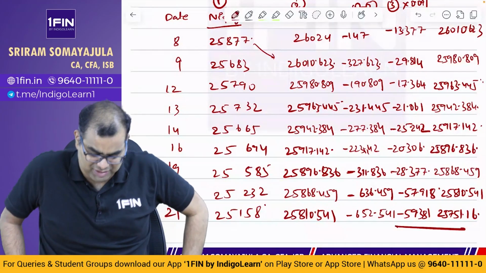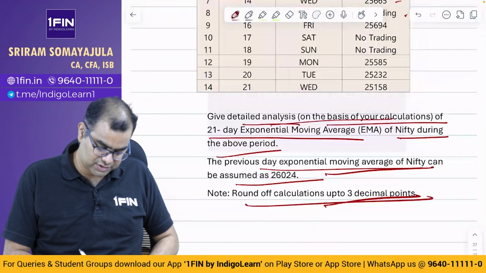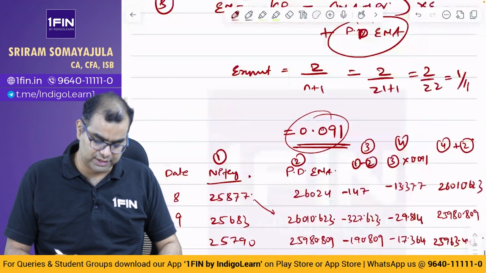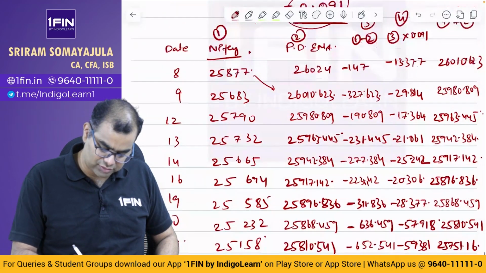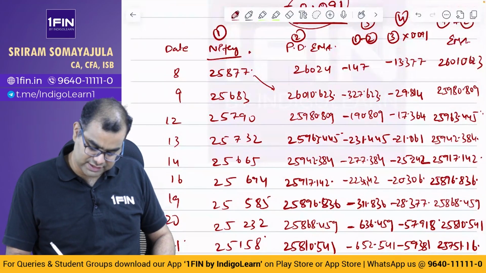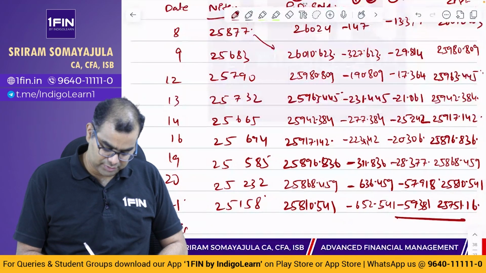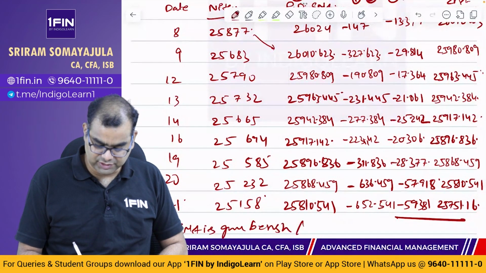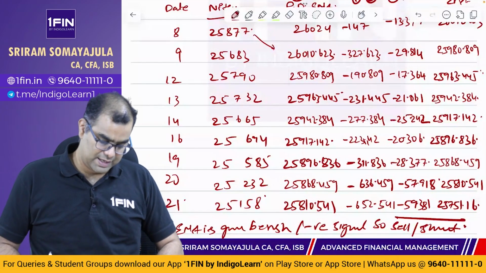Okay, now this is done. Such a painful lengthy calculation. What did they ask? Give detailed analysis based off EMA, previous day exponential, round off calculation. What is the great EMA analysis? EMA is continuously moving down: 26,000, 25,980, 960, 940, 917, 890, 860, 810, 751. EMA is giving a bearish or negative signal. So sell or short. That's all. There's nothing major beyond this.